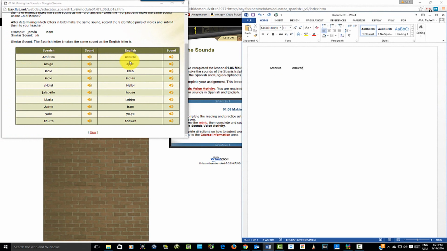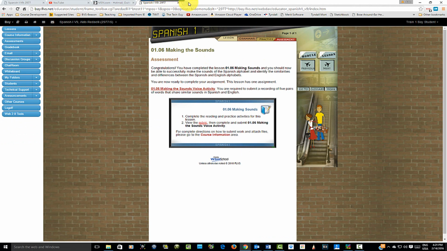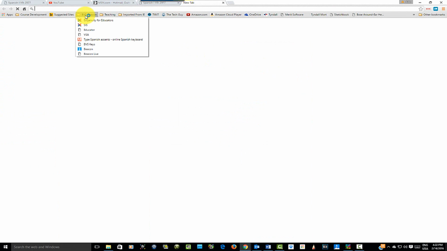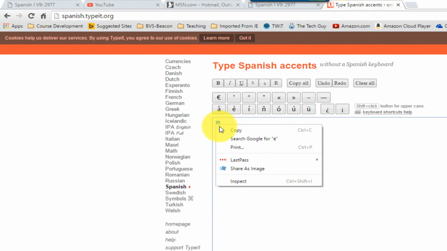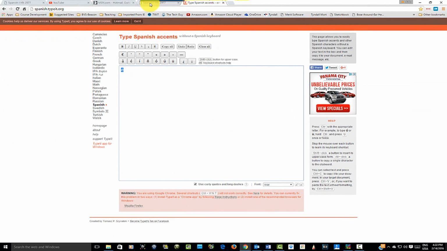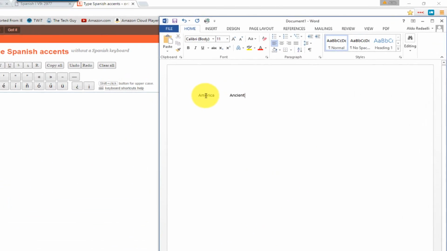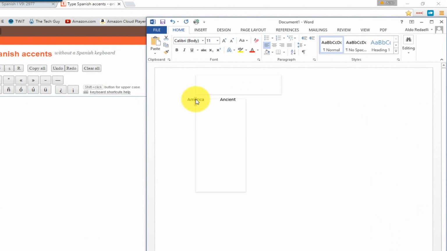Oh, also you see how America has an accent on the E? So we're going to go to the browser, and I gave you this website before, okay? So make sure it's called spanish.typeit.org. So we're going to click on E with the accent mark to go back to the document, and we're going to highlight the E, right click, and paste it, okay? So we can paste the accent on the E, America, ancient.